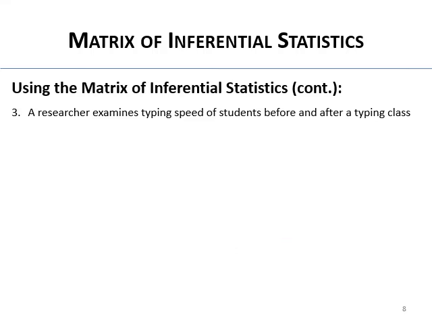How about a researcher examines typing speed of students before and after a typing class? Okay, remember I told you all pre-post designs are within designs, so we've got a within design here. Same people before and after. So, oh, I went too fast. But anyway, we're comparing typing speed, that's probably interval or ratio, right? And two groups, within design, that is a paired samples t-test.